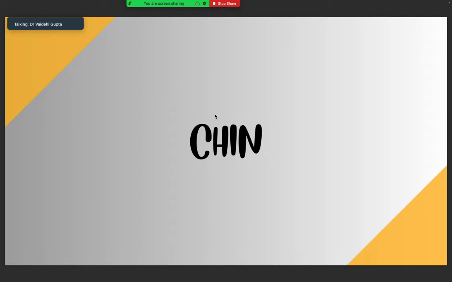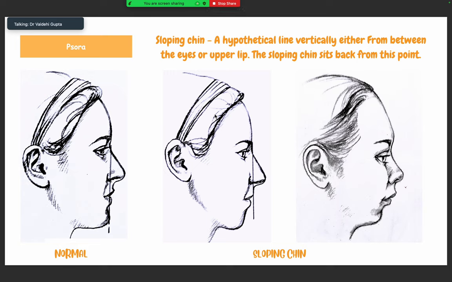Next one is chin. In chin, as I said, sloping is very prominent in Psora. So sloping chin is also important. A hypothetical line vertically, either from between the eyes or the upper lip, the sloping chin sits back from this point. So when we draw a hypothetical line, the first picture is the normal one, the second and third ones are the sloping chin. The sloping chin is quite backward to this line. So these pictures are of sloping chin, where the chin is slightly backward to this line.